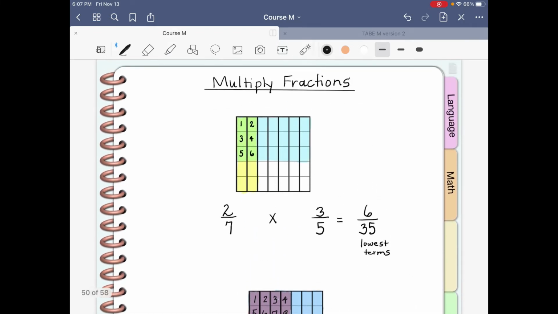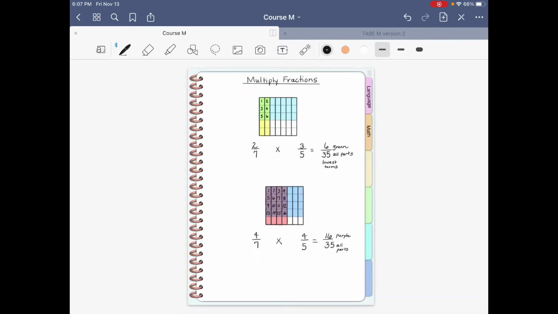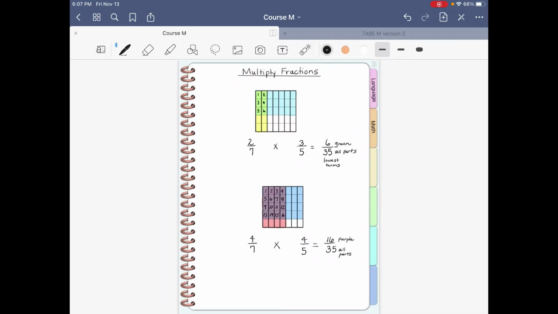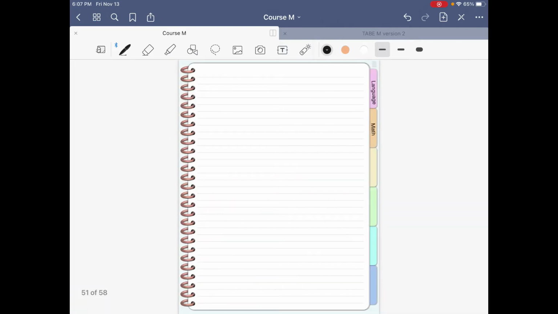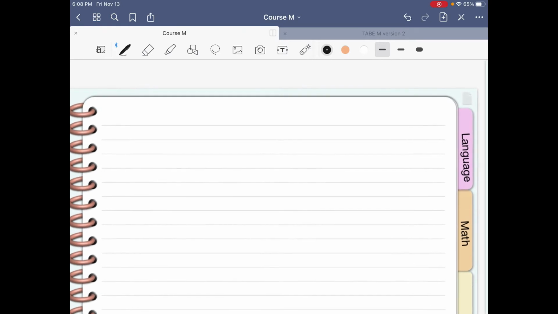Back in this one, 6 was the number of green, 35 was all parts. So there are some visual representations of what multiplying fractions means. Now, I need to show you some other things about multiplying fractions. So let me turn over to a new page. I'm just continuing the lesson.